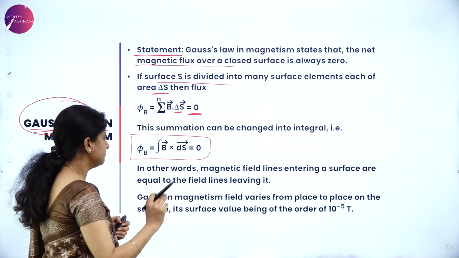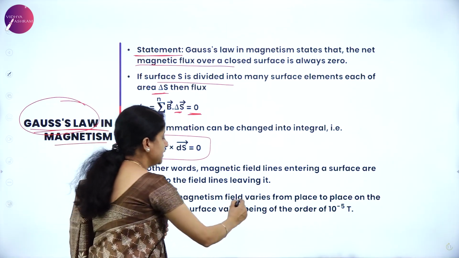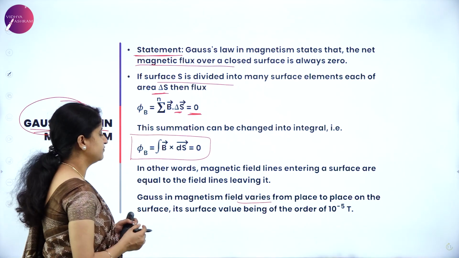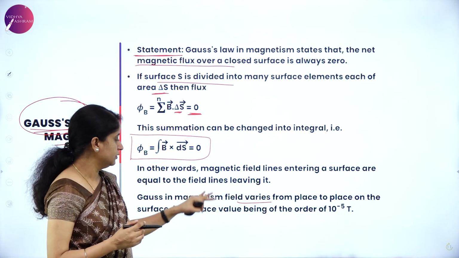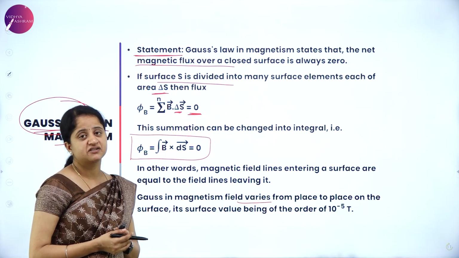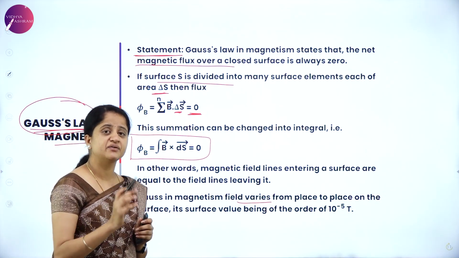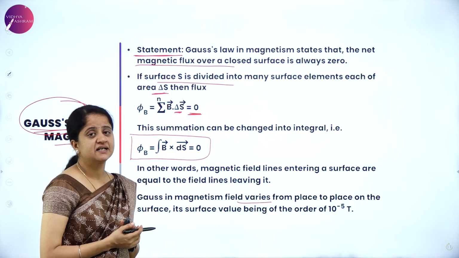The magnetic field is not constant everywhere. It varies from place to place on the surface. Its surface value is of the order of 10 to the power minus 5 Tesla, because we know that the SI unit of magnetic field is Tesla. So in this session, we have learnt a few basic concepts regarding magnetism, the properties of a bar magnet, the types of magnets and more.